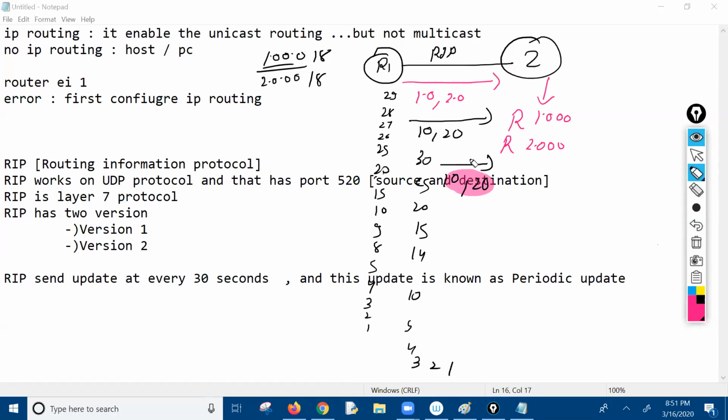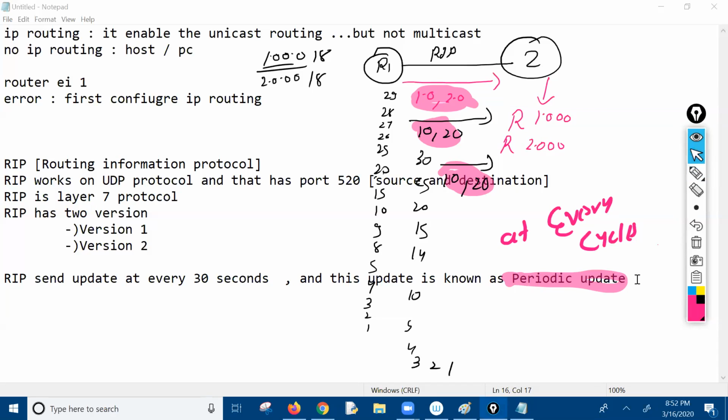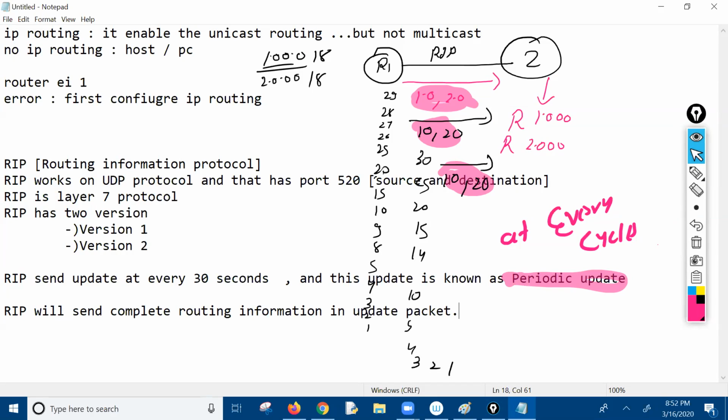Every time I'm going to send the complete routing information. I'll show you that, don't worry; we'll see each and everything in the practical, right? So every time R1 is going to share the complete information to R2, and again the complete information to R2. This is known as the periodic update. Periodic means what? At every cycle, I will send the complete routing information in the update packet.